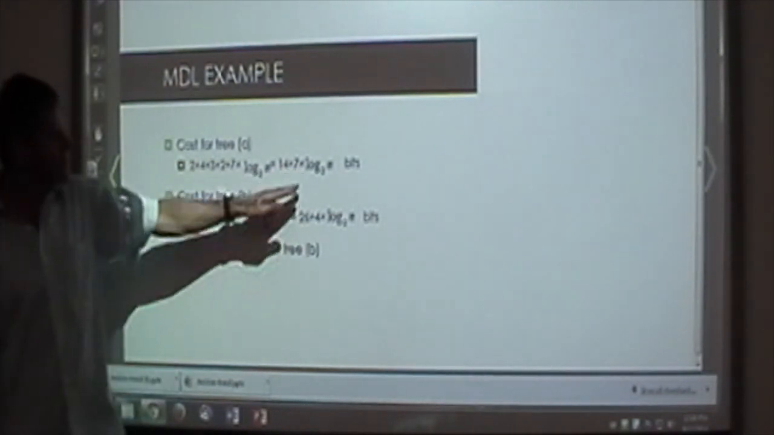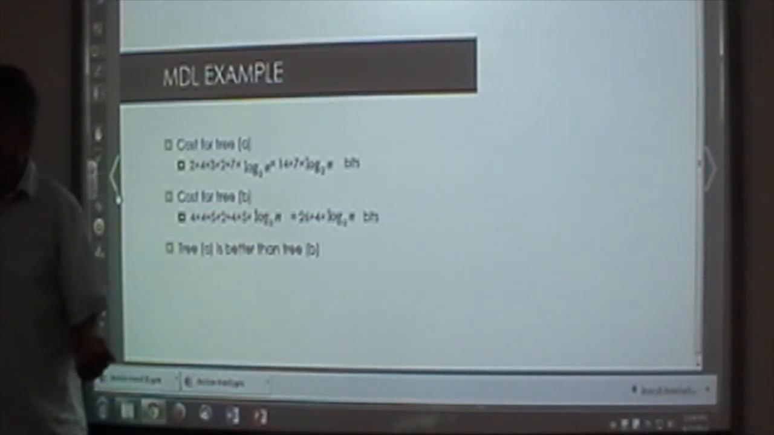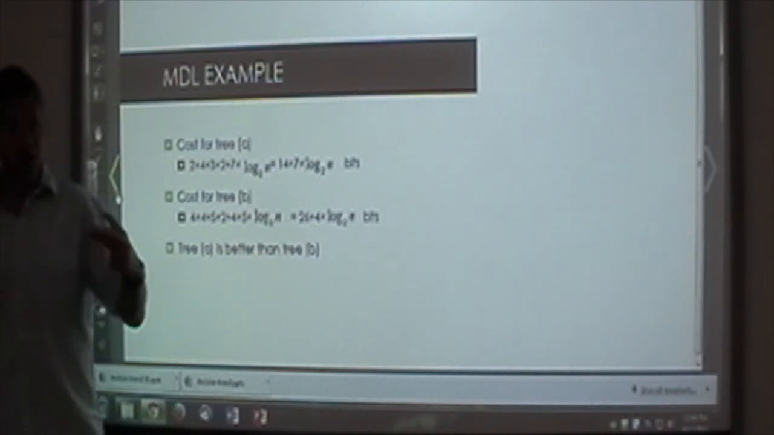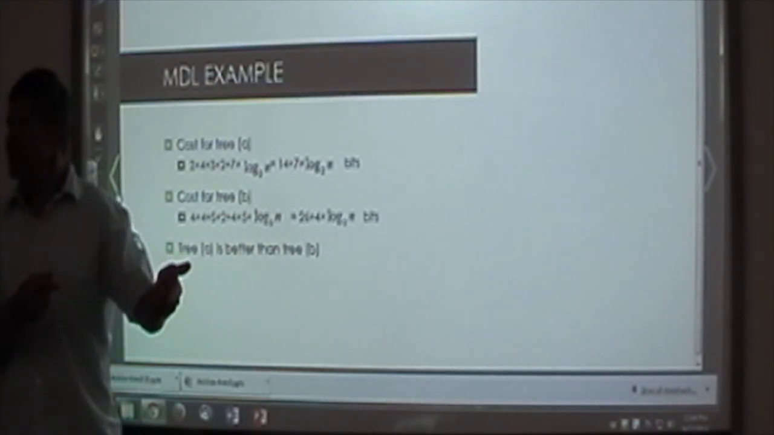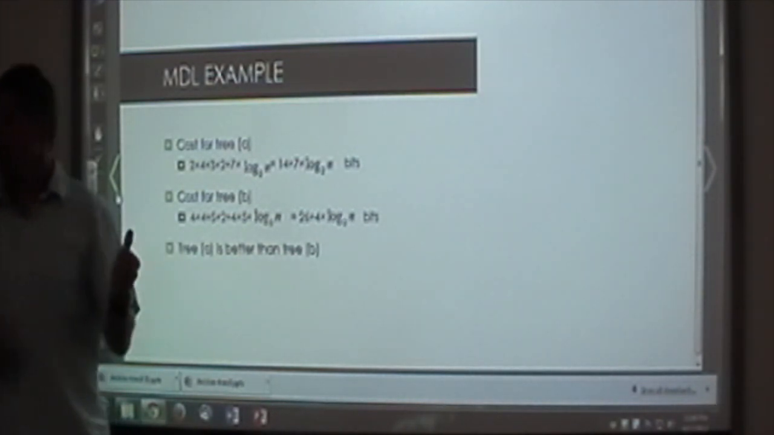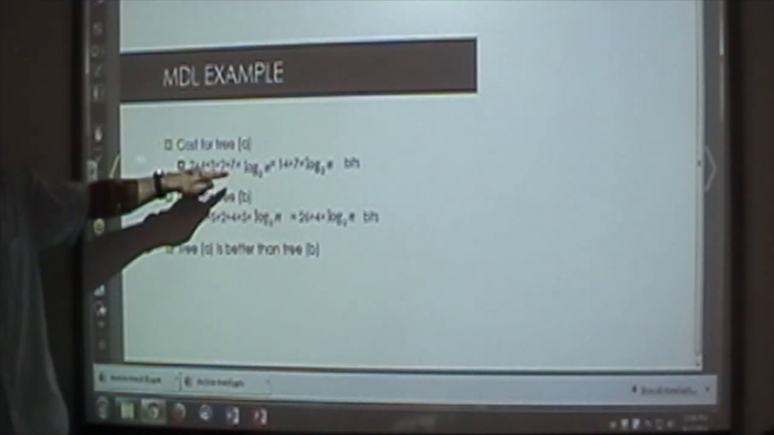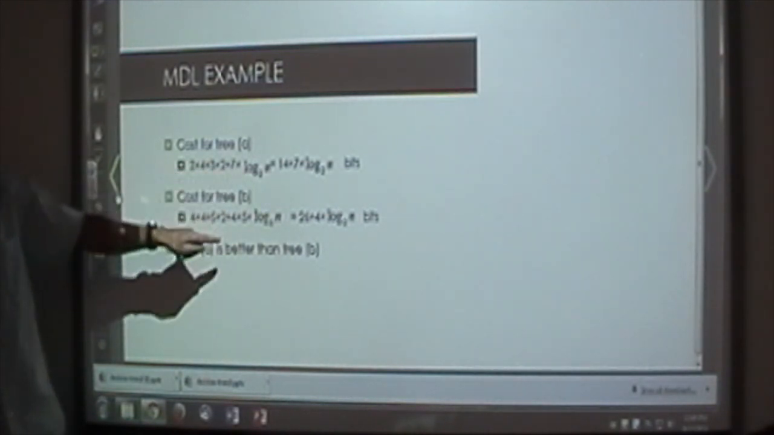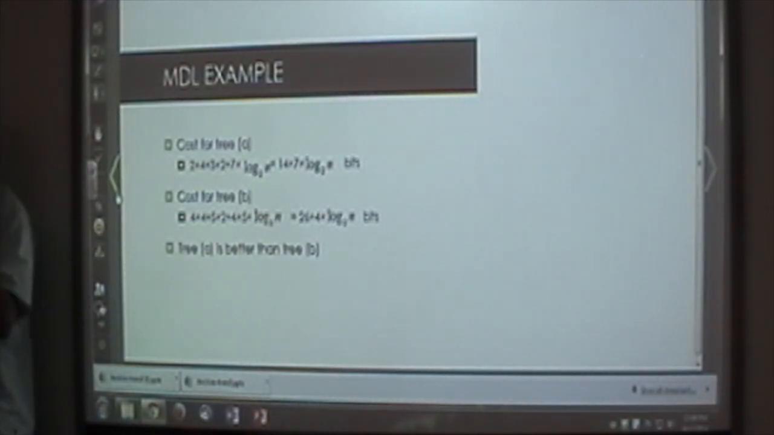So if I plug in 16 for n here, then tree A ends up being better than tree B. Turns out that as n increases, it will switch. I think at 17 it actually switches, so that tree B would be better. That has to do with the fact that A had more errors, so it's balancing the number of errors and the complexity. And I think that is it.